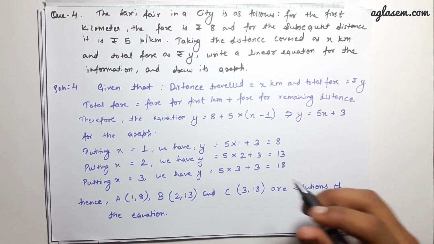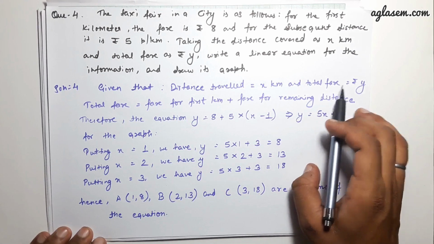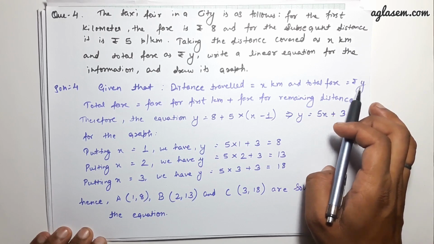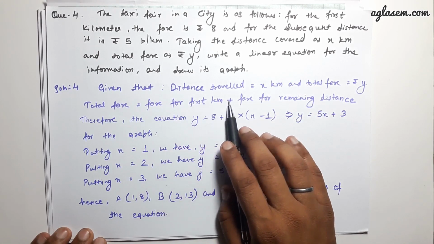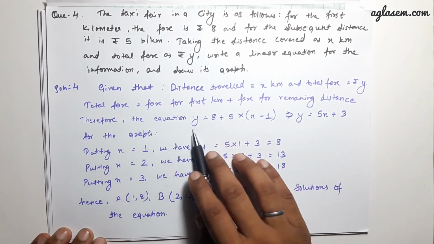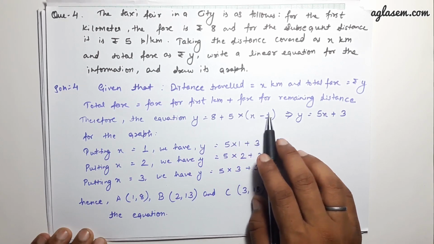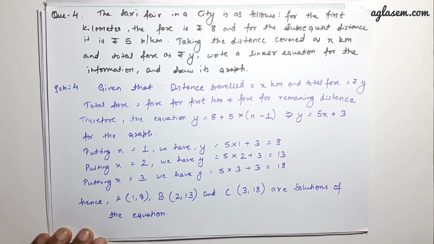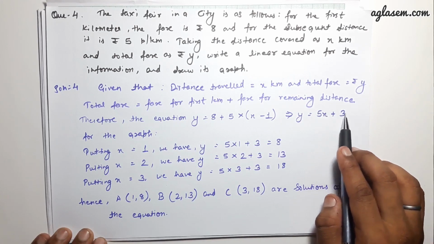Given that the distance traveled is x kilometer and the total fare is rupees y. Total fare equals the fare for the first kilometer plus the fare of the remaining distance. Therefore, the equation is y equals 8 plus 5 into bracket x minus 1, as given in the question, and y equals 5x plus 3.